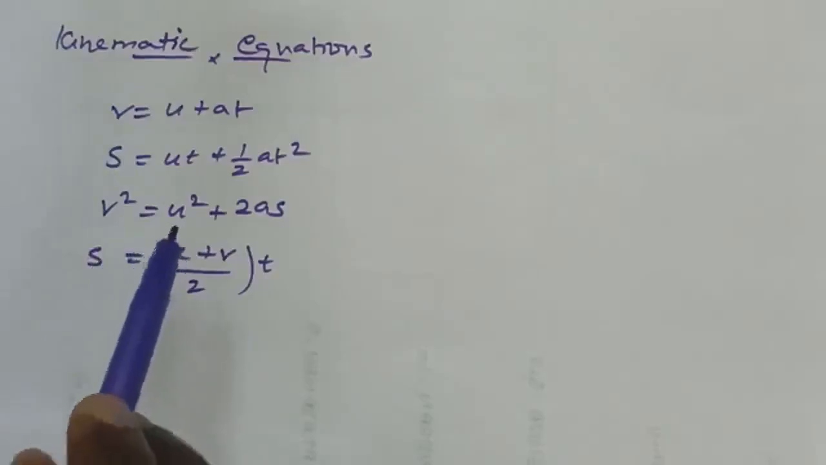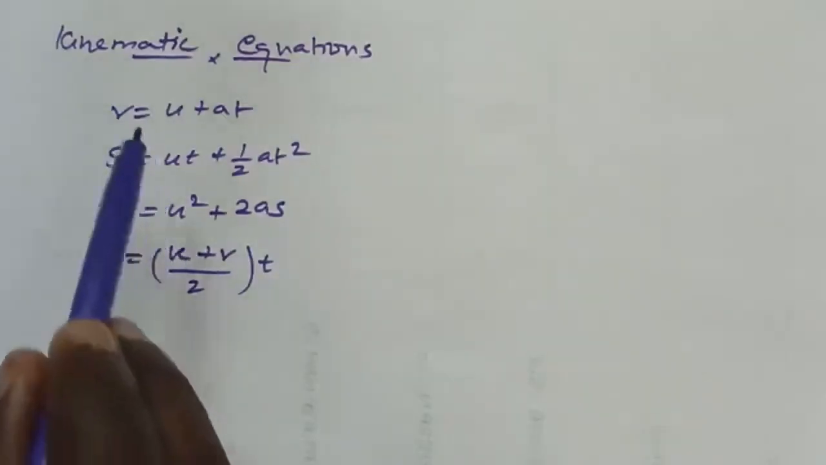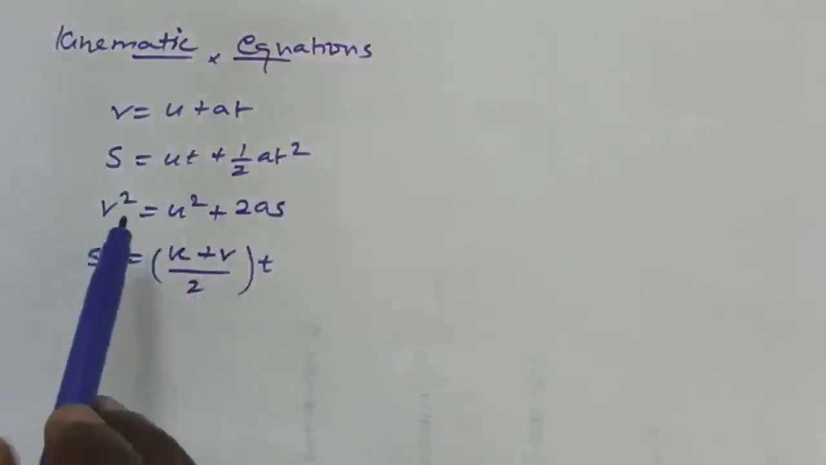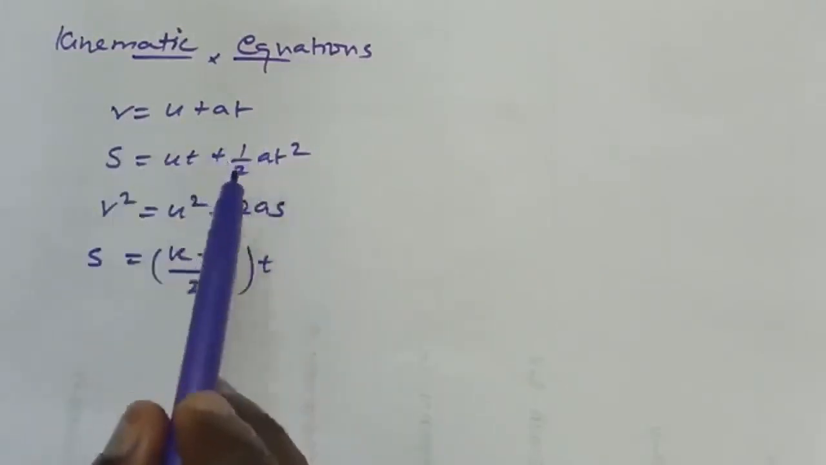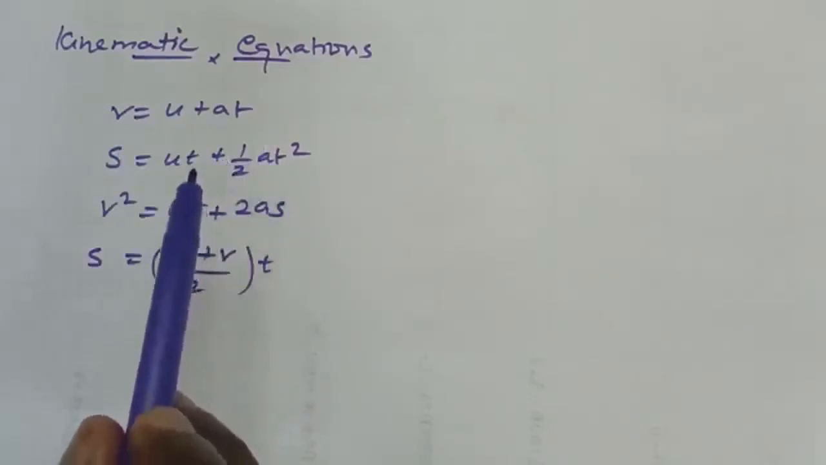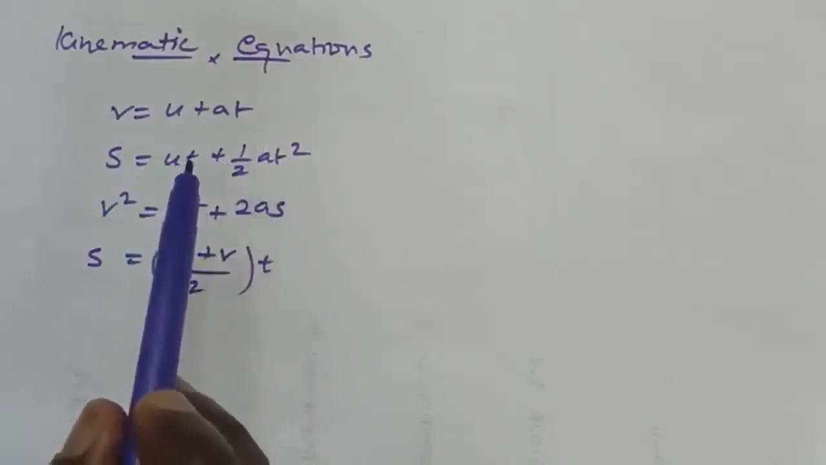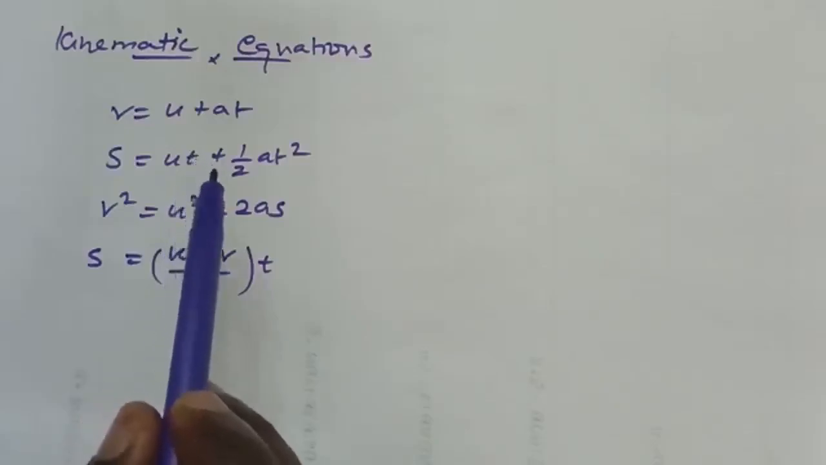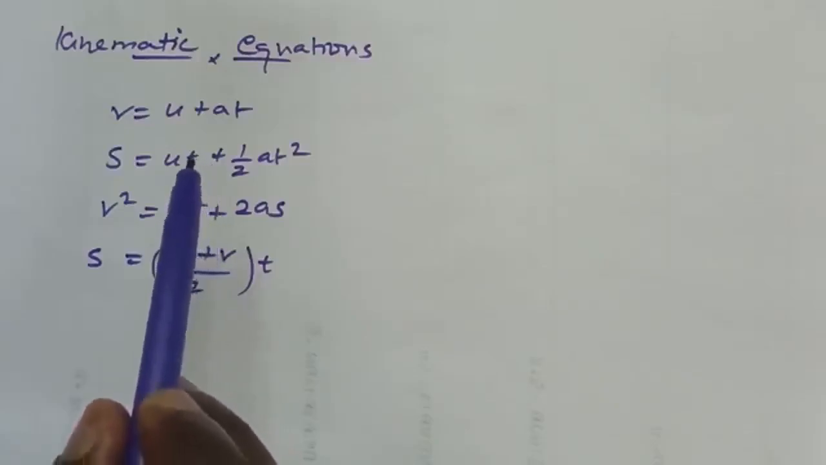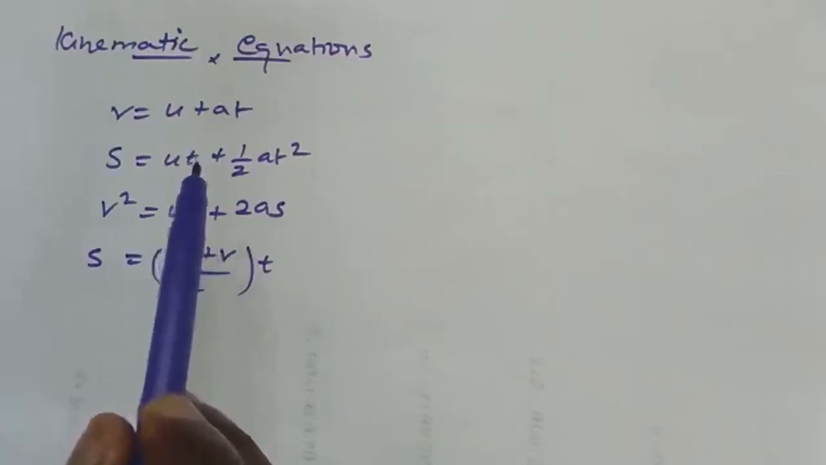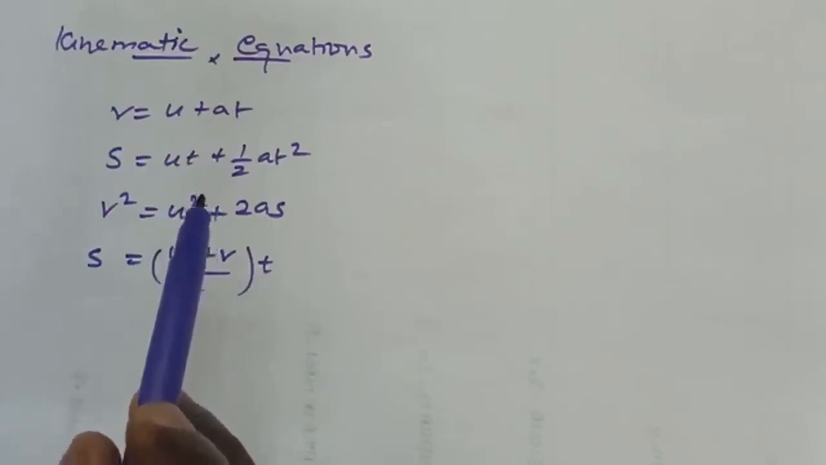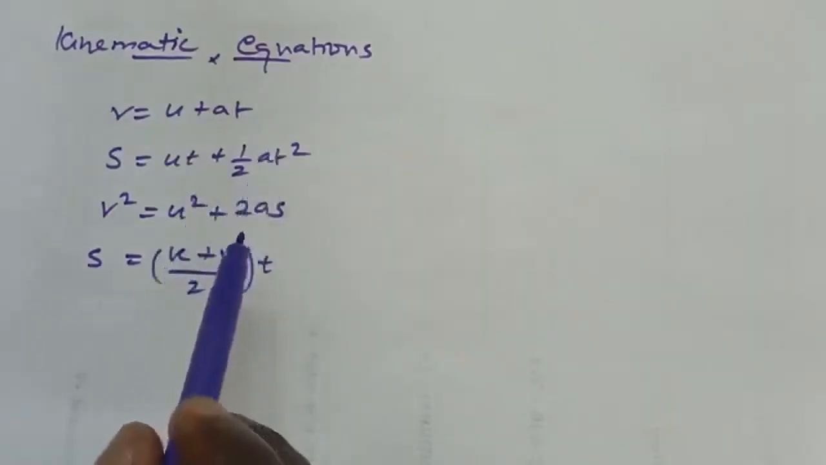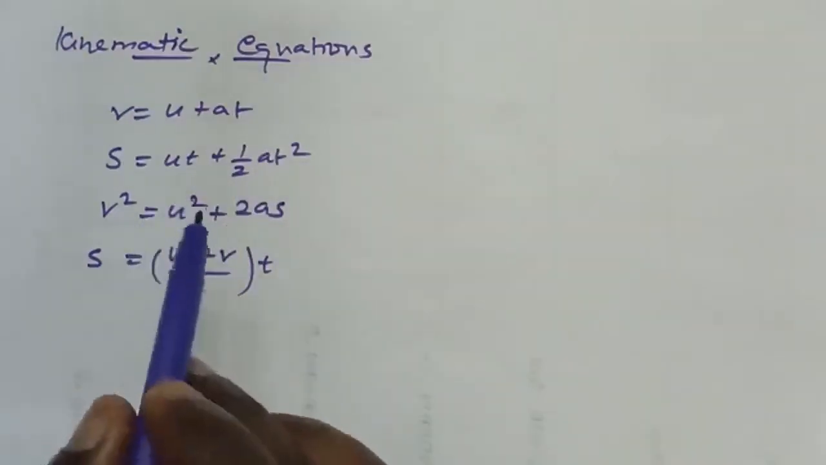So students, it is to be noted that all these kinematic equations are valid only if the motion is in a straight line with constant acceleration. That is, an object moving in a straight line with a uniform or constant acceleration only. For circular motion and oscillatory motion, these equations are not applicable. Understand students? This is a 5 mark question.